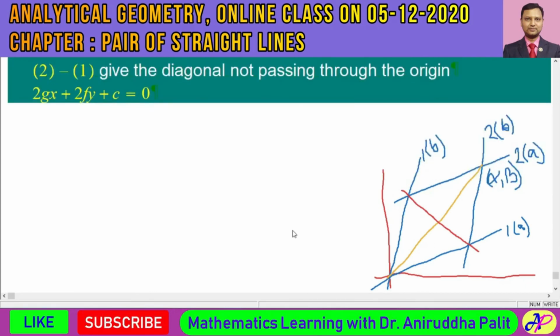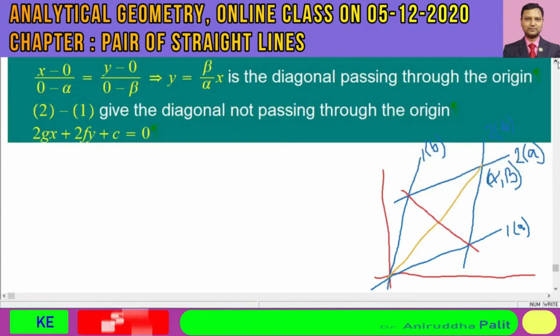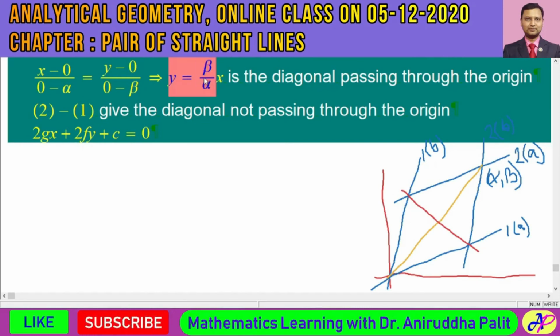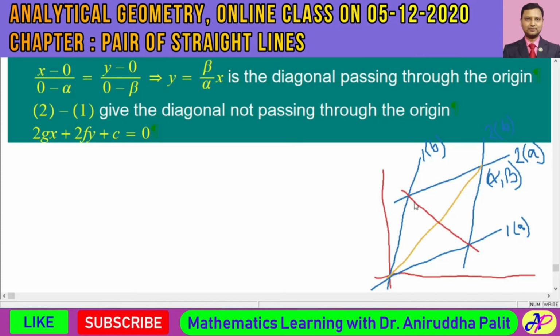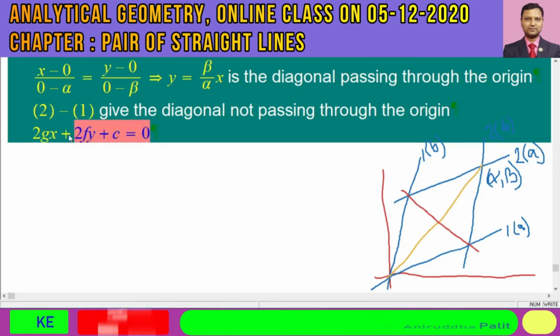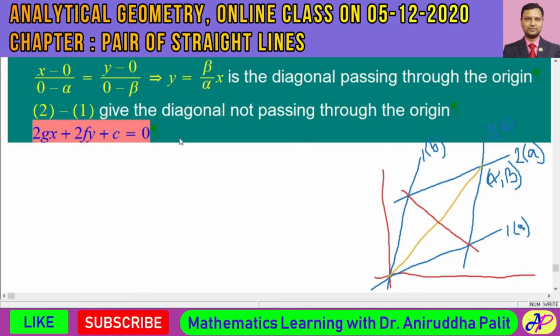That is the last result I wanted to discuss: this is the diagonal passing through the origin, the yellow line, and the remaining diagonal that is not passing through the origin is the pink line. That would be the equation of this result. So that's all for today.